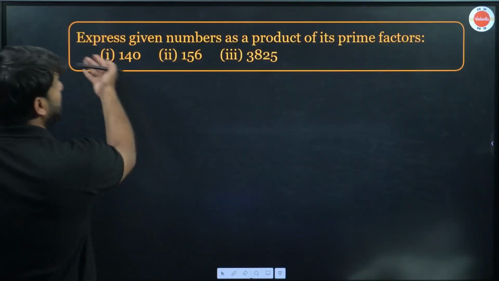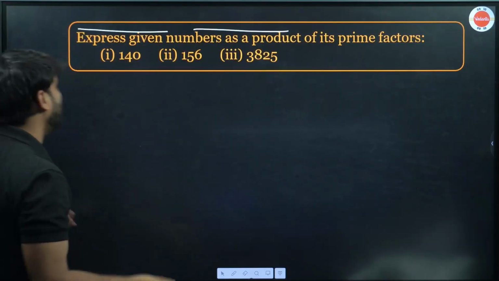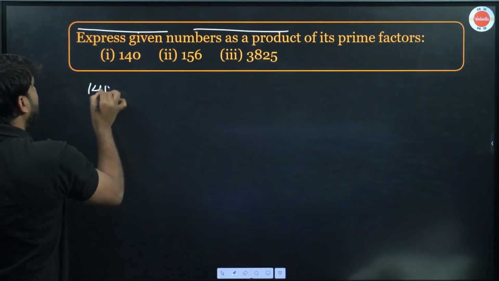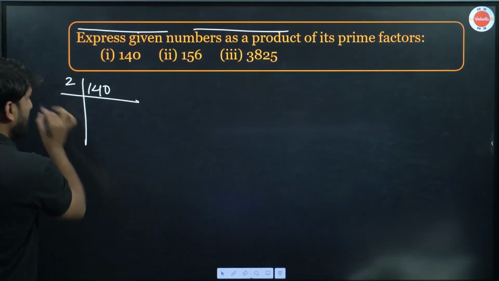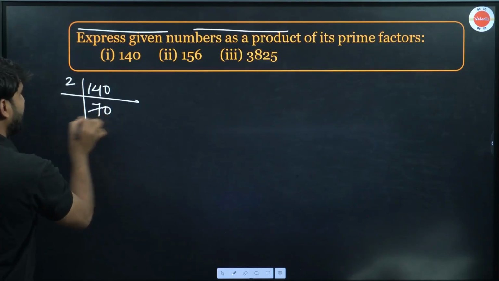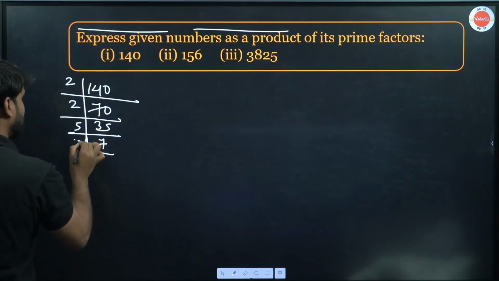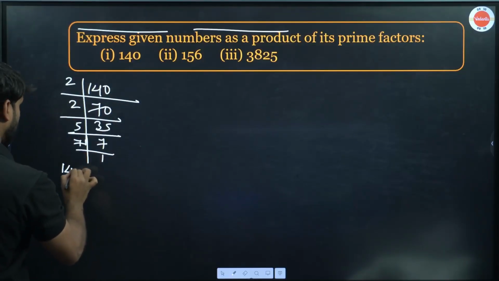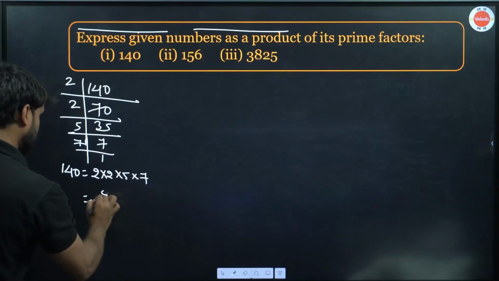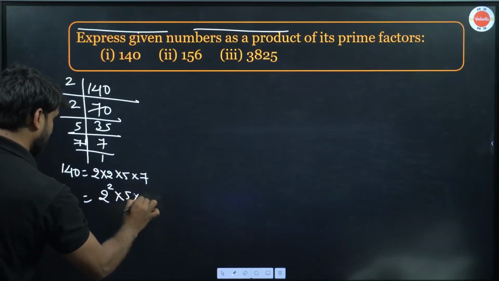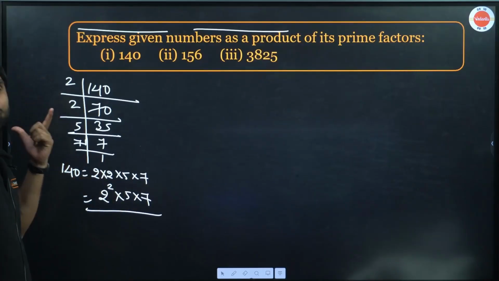Okay, so there are a few questions here. Express the given numbers as the product of their prime factors. Very easy. For 140, we can take the LCM here. If we divide by 2, 70 will come here. Now again 2, so 35. Now 5, so 7. Now 7, so 1. So 140 can be written as 2 into 2 into 5 into 7, which can also be written as 2 square into 5 into 7, and this is called the product of prime factors of 140, right?